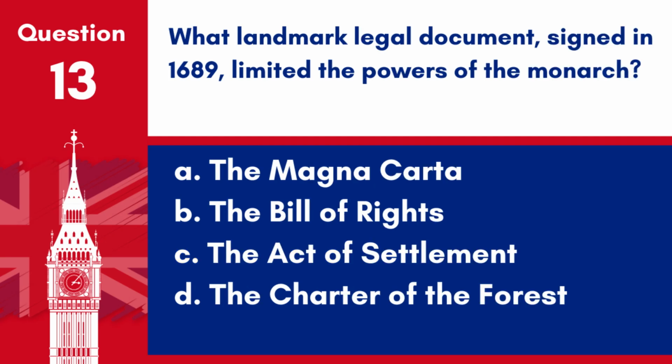Question 13. What landmark legal document, signed in 1689, limited the powers of the monarch? A. The Magna Carta. B. The Bill of Rights. C. The Act of Settlement. D. The Charter of the Forest. Answer B. The Bill of Rights. The Bill of Rights, 1689, limited the powers of the monarch and established Parliament's rights.